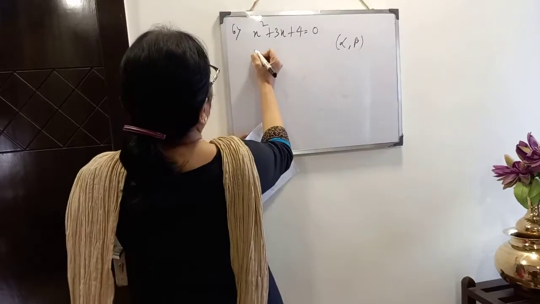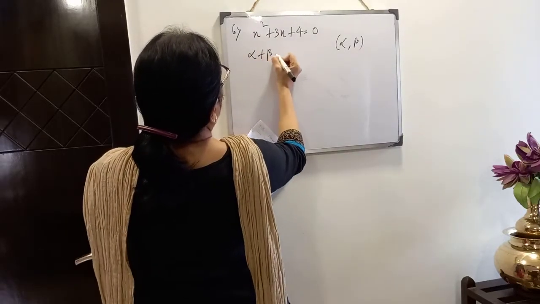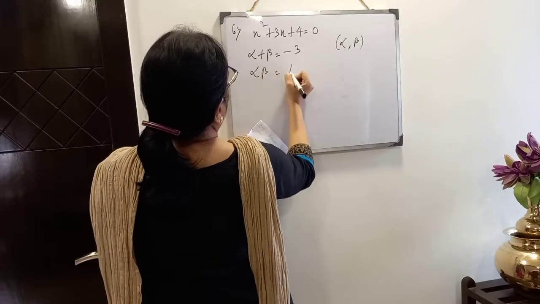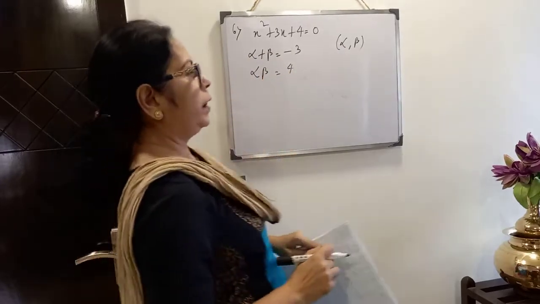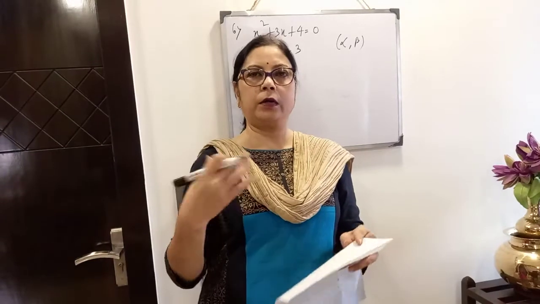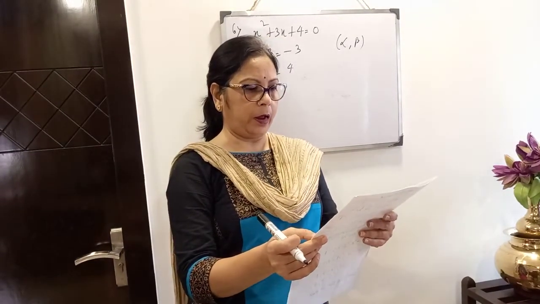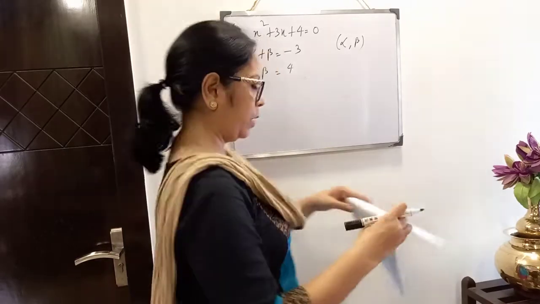Now from here, roots of this equation are given, alpha and beta. So from here what we can write? Alpha plus beta equals minus 3 and alpha beta equals 4. Clear? And then you have to form the other equation whose roots are alpha plus beta whole square and alpha minus beta whole square.